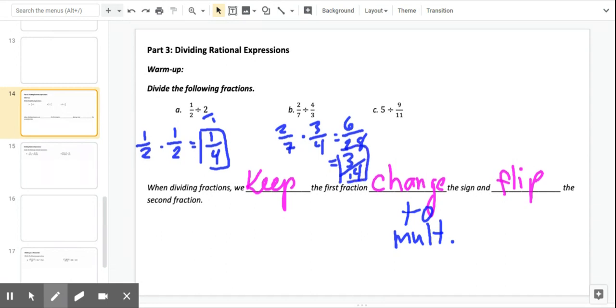For this last one, we want to write that 5 as a fraction. So it's 5 over 1. And then we keep, change, flip. So we're multiplying it by the reciprocal here. So 5 times 11 is 55. 1 times 9 is 9. That's it.